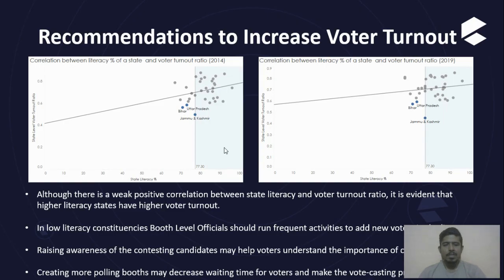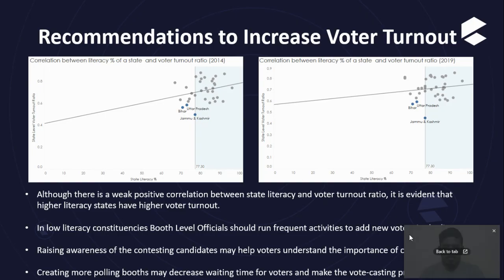And from the analytics we are able to see that not all but the majority of these gray dots lie in this highlighted region. That proves my point that higher literacy states have higher voter turnout ratio. Had it been a stronger positive correlation, then almost all these gray dots would have lain in this highlighted blue region, and in that case this Jammu and Kashmir blue dot would have lain somewhere here. So I hope I'm able to make my point clear that higher literacy states have higher voter turnout ratio.